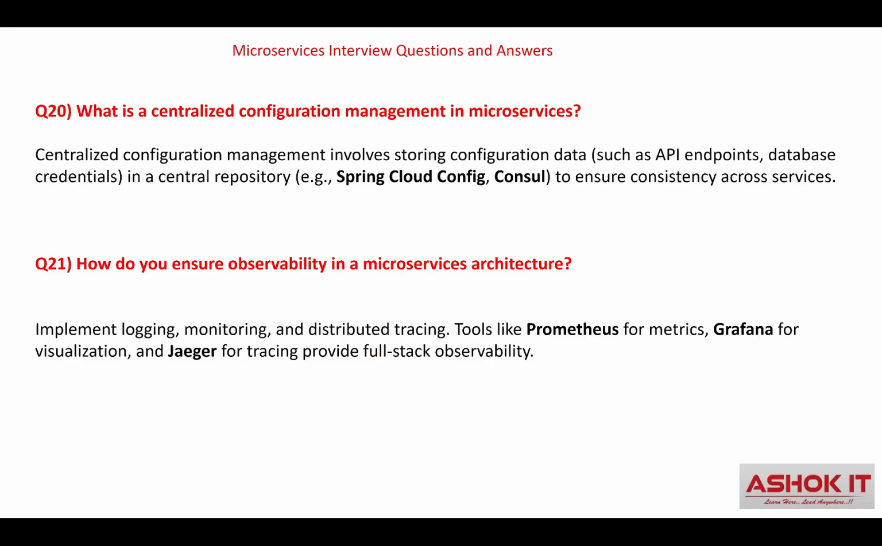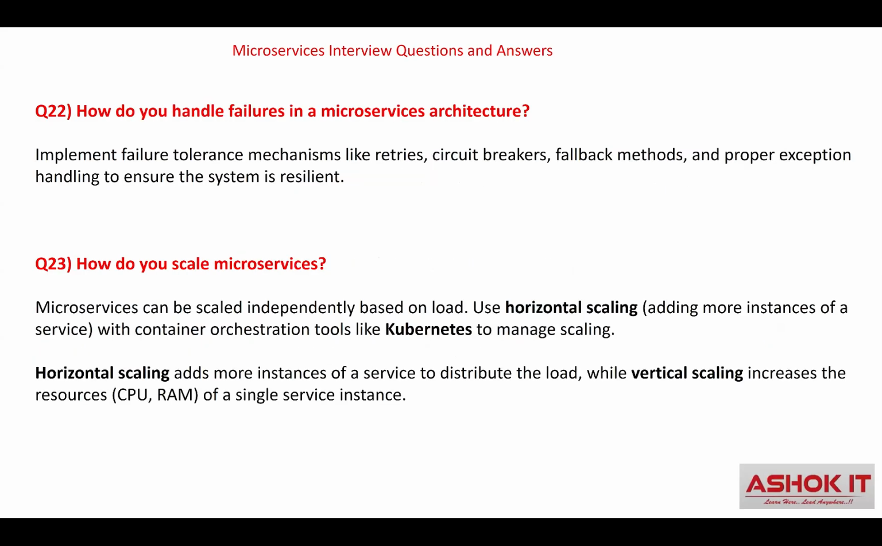How do you ensure observability in microservices? Just now I mentioned Prometheus and Grafana. These are where we can observe our microservices here. How do you handle failures in microservices architecture? Just like I mentioned here, circuit breaker, retry mechanisms, proper exceptions, and fallback methods. These are the options to handle failures in microservices architecture.